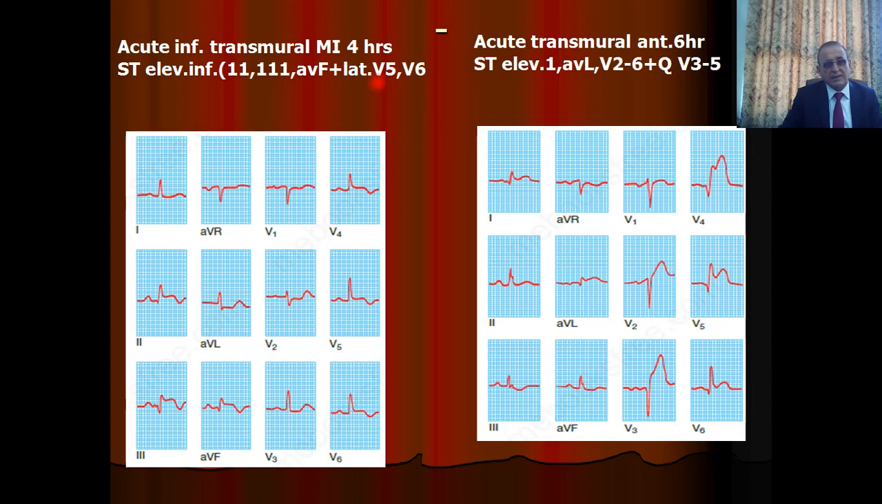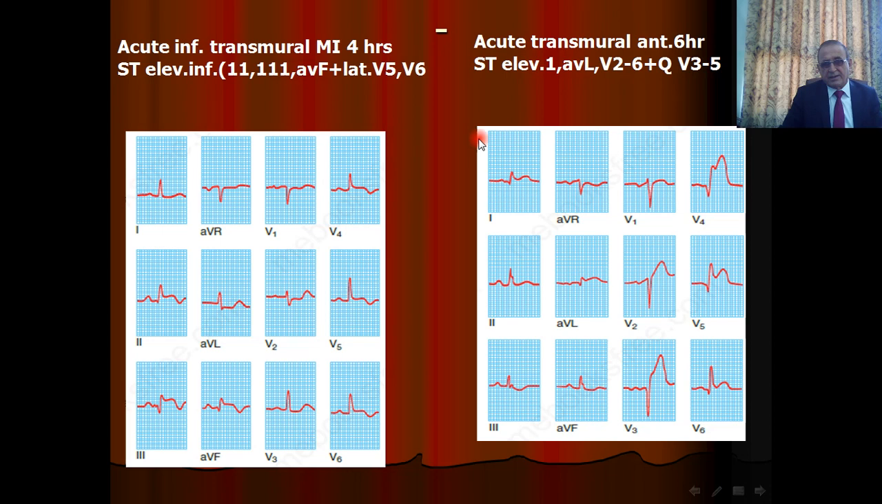Here you have another patient with chest pain within 4 hours. This is, by the way, from your textbook. Severe chest pain, and this is lead 1, 2, 3, AVR, AVL, AVF. Here you see clearly ST elevation in lead 2, lead 3, and AVF, and even some reciprocal changes in V2. This is inferior wall myocardial infarction.